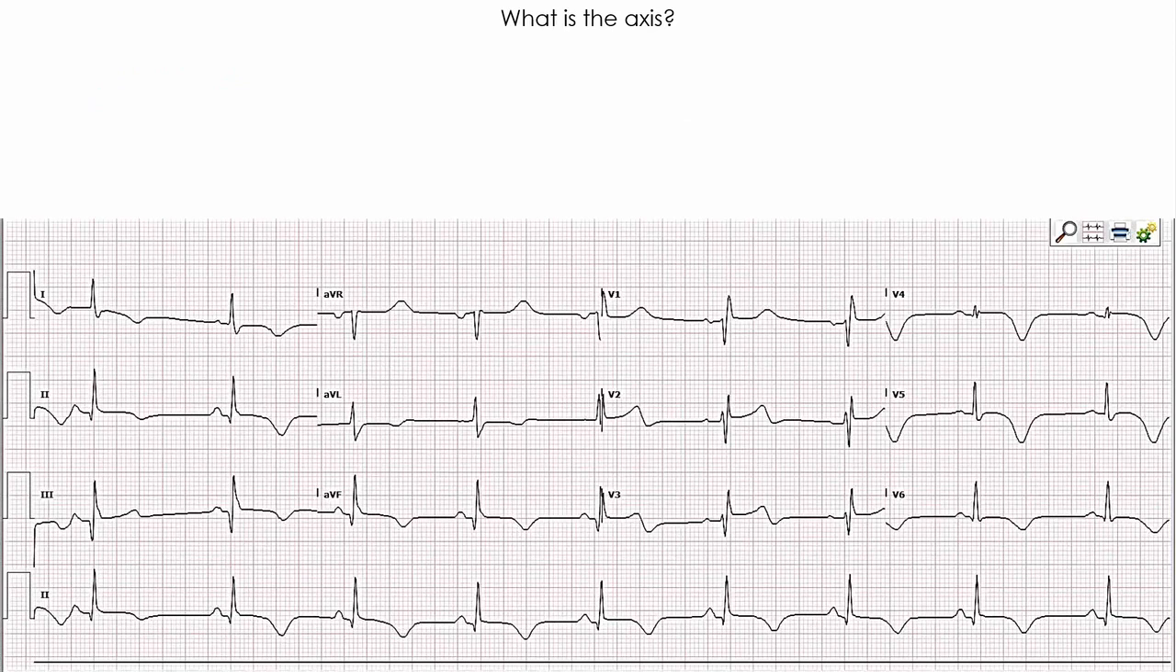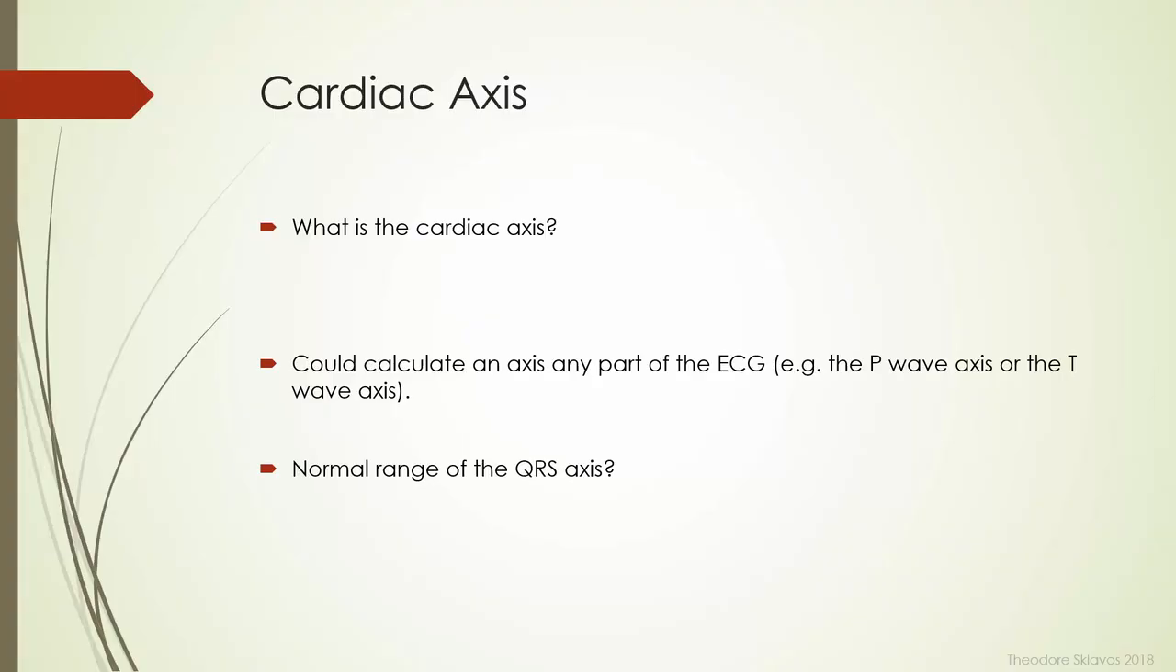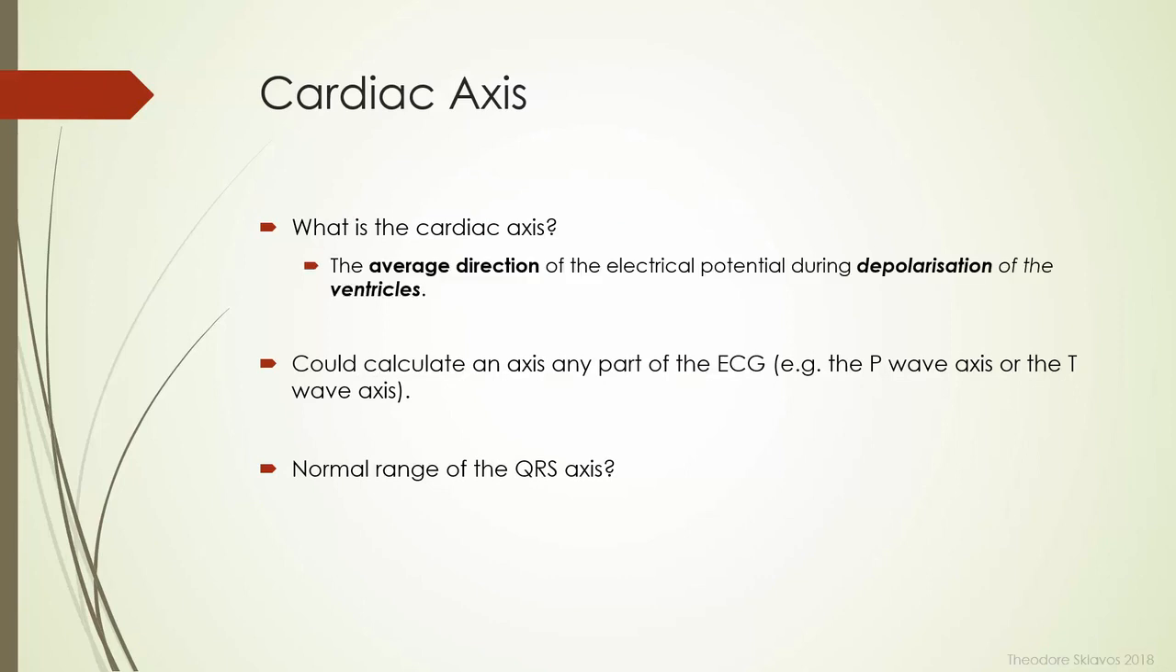So the next thing to describe is the axis. Now, before we can describe the axis, it's probably worth understanding what we actually mean by axis. So the axis is the average direction of the electrical potential during depolarization of the ventricles. Okay, basically the average direction of the electrical activity as the ventricles activate.